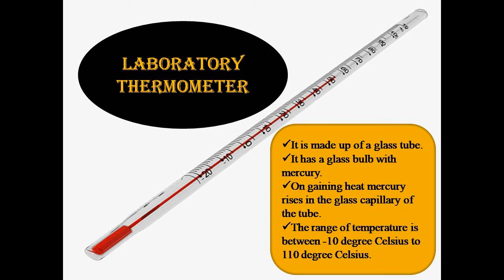Now let us study about laboratory thermometer. A laboratory thermometer is made up of a glass tube. It contains a thin capillary tube in between. It has a glass bulb which is filled with mercury. On gaining heat, this mercury rises in the glass capillary of the tube. The range of temperature in this thermometer is from minus 10 degrees Celsius to 110 degrees Celsius. This type of thermometer is used to measure temperature of liquids in laboratory.